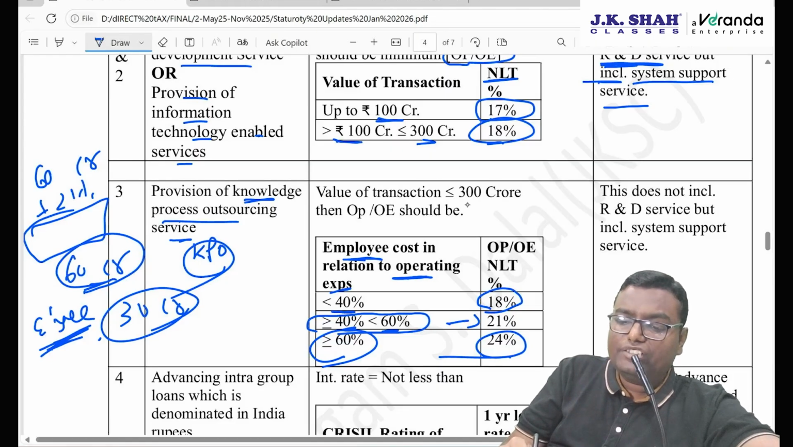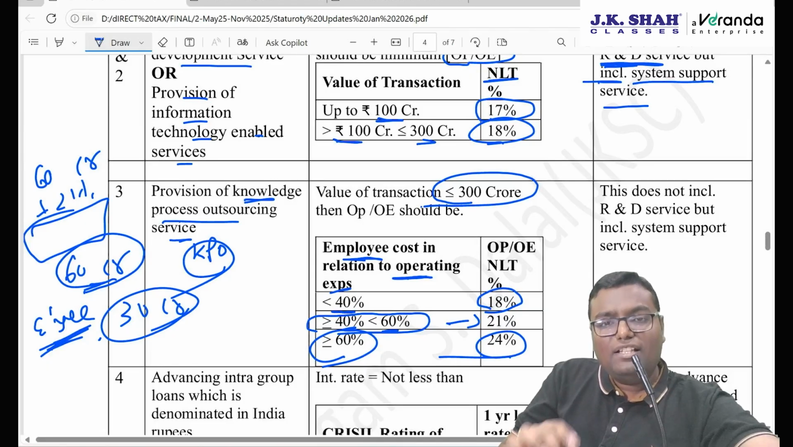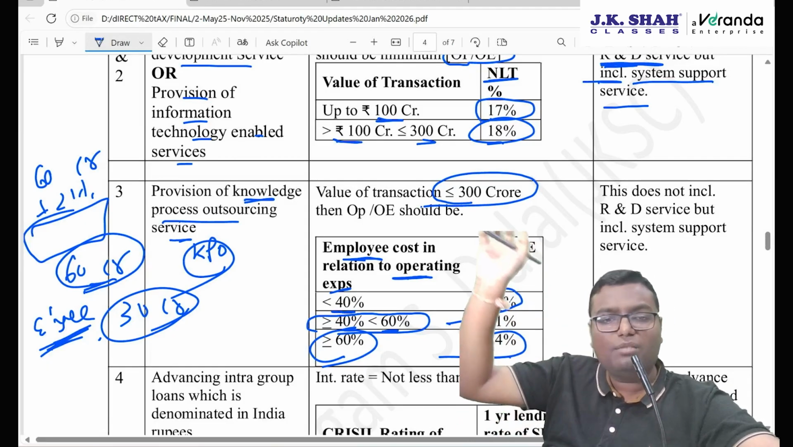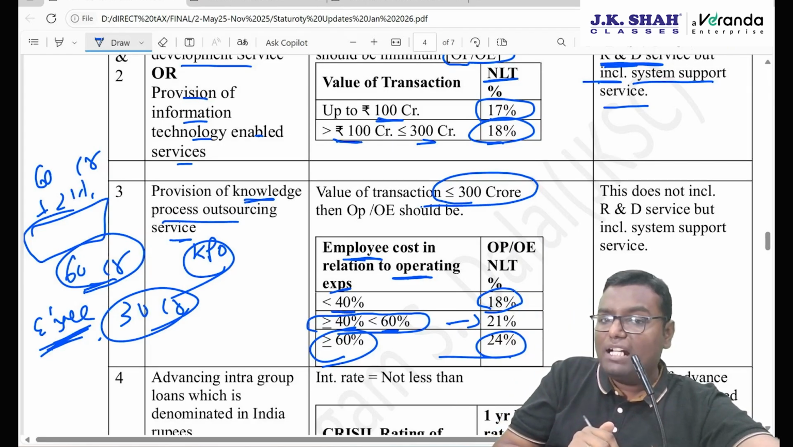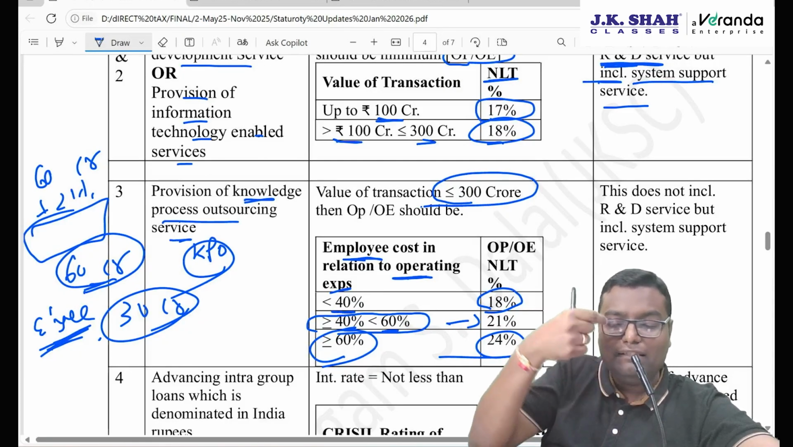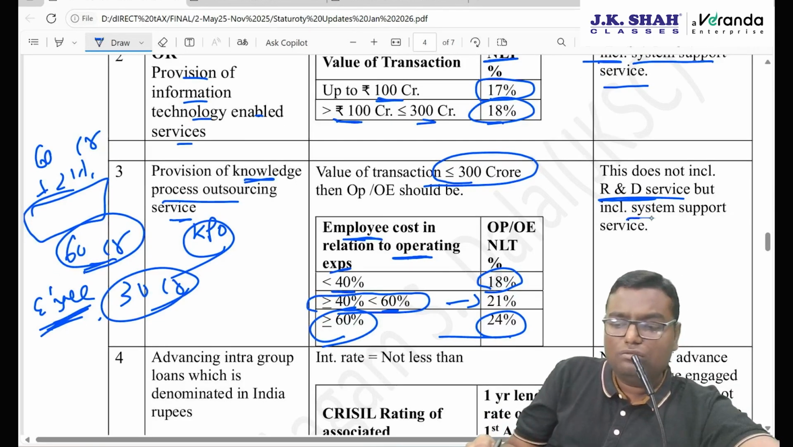And value of transaction should be less than or equal to 300 crore. If your transactional value is more than 300 crore, safe harbor rule is not applicable to you. You have to determine arm's length price as per the normal provisions. And this profit margin is not with regards to sales. It is on the base of operational expense. It is operational profit divided by operational expense. Again, this doesn't include research and development service, but it includes system support service. That is okay.